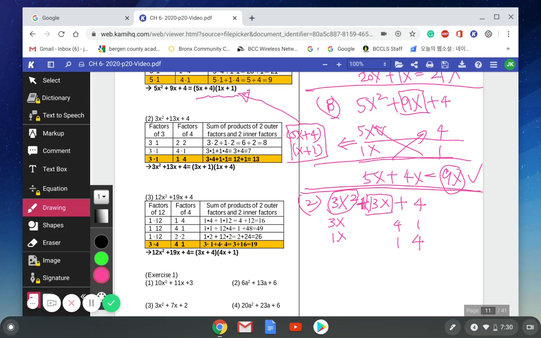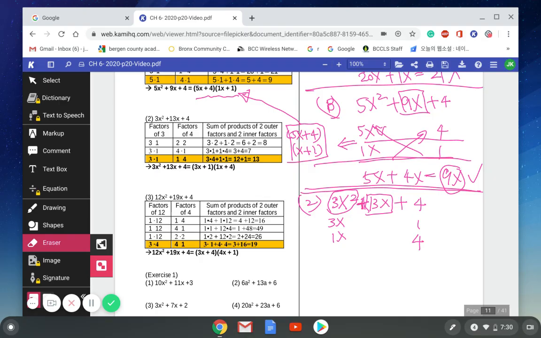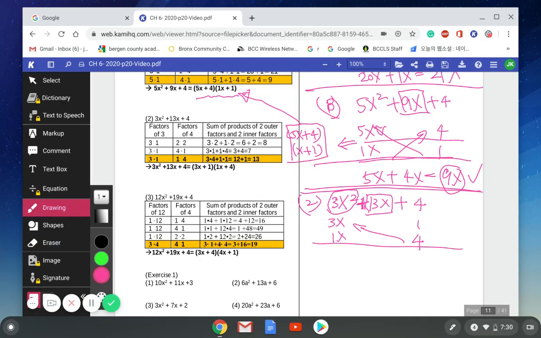So I quickly tried 4 and 1 and it didn't work out. So I'm going to switch it and try 1 and 4. If I do that, 3x times 4 is 12x and 1x times 1 is 1x. That makes 13x. Good. That's the one that I need in the middle term. So the setup must be 3x plus 1 for the first factor, and the second one is x, or 1x plus 4. So that's how you do number 2.